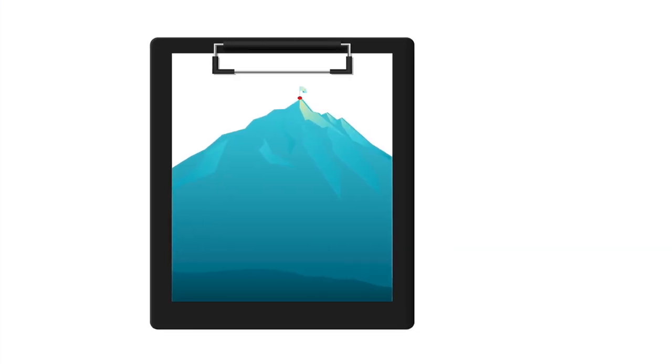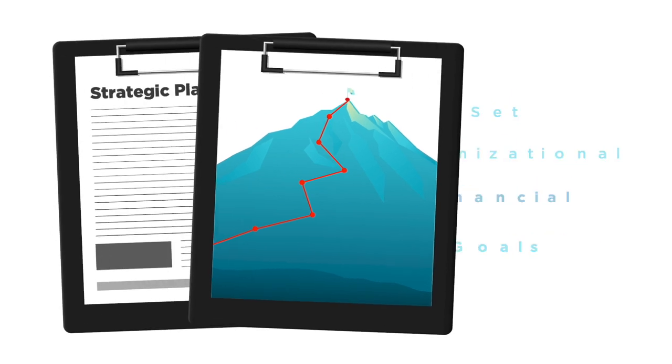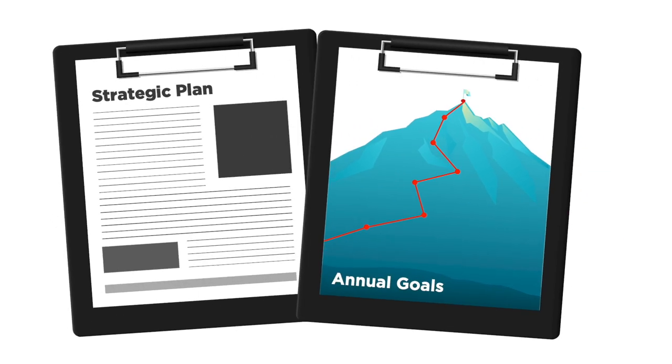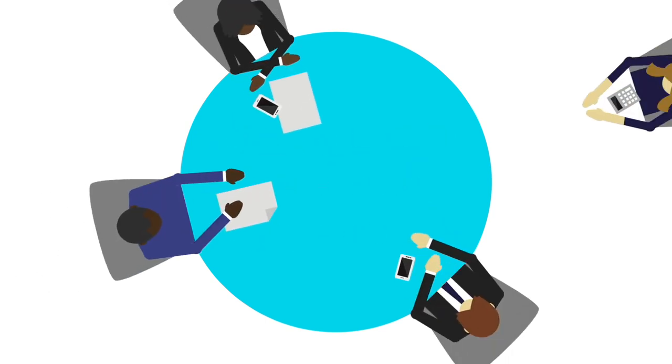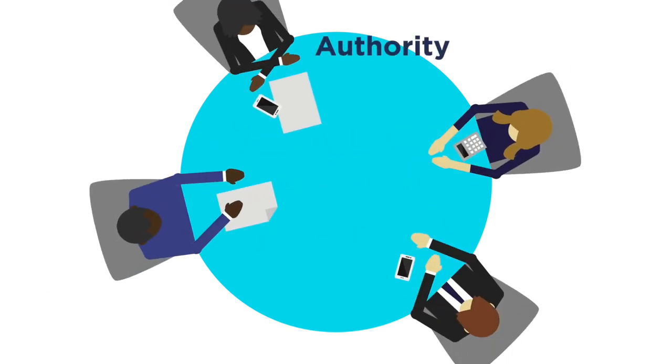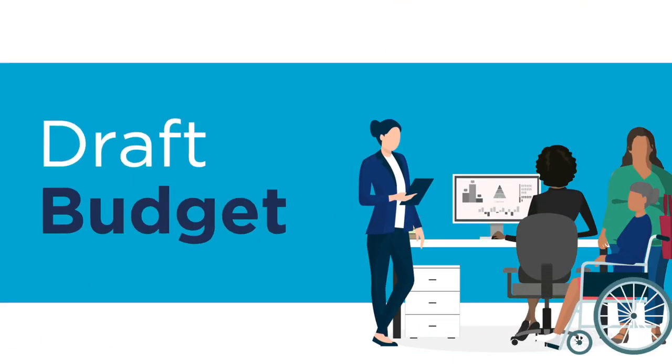Here are some helpful steps to creating a budget. Set organizational financial goals and clarify annual goals from the strategic plan. Agree on budget approach. You may assign roles and responsibilities. Agree on authority to make decisions and agree on how much uncertainty can be included. For example, the board may assign the finance committee to work with staff to develop a draft budget within parameters agreed to by the full board.